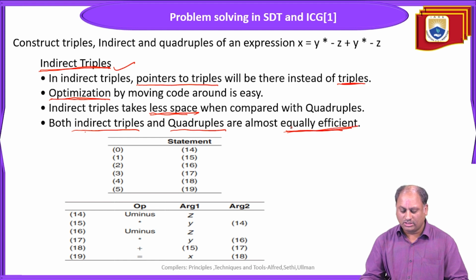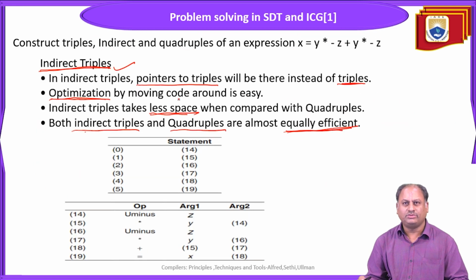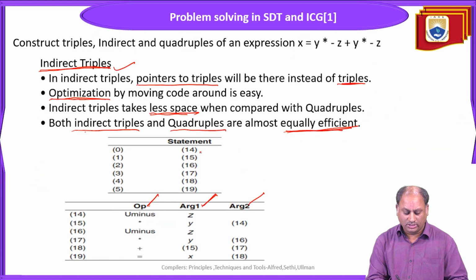In the quadruple representation, we have operator, argument 1, argument 2, result. That is the same which we have here, but operator, argument 1, argument 2. Previously, the operator is used in the same way, and argument 1 also we can use. But here, for argument 2, we are going to write a reference of the instruction which is specified previously. So we are going to write down 0, 1, 2, 3 with corresponding statement numbers 14, 15, 16, 17, 18, 19. So that 14 statement gives the reference to the instruction which is unary minus z.